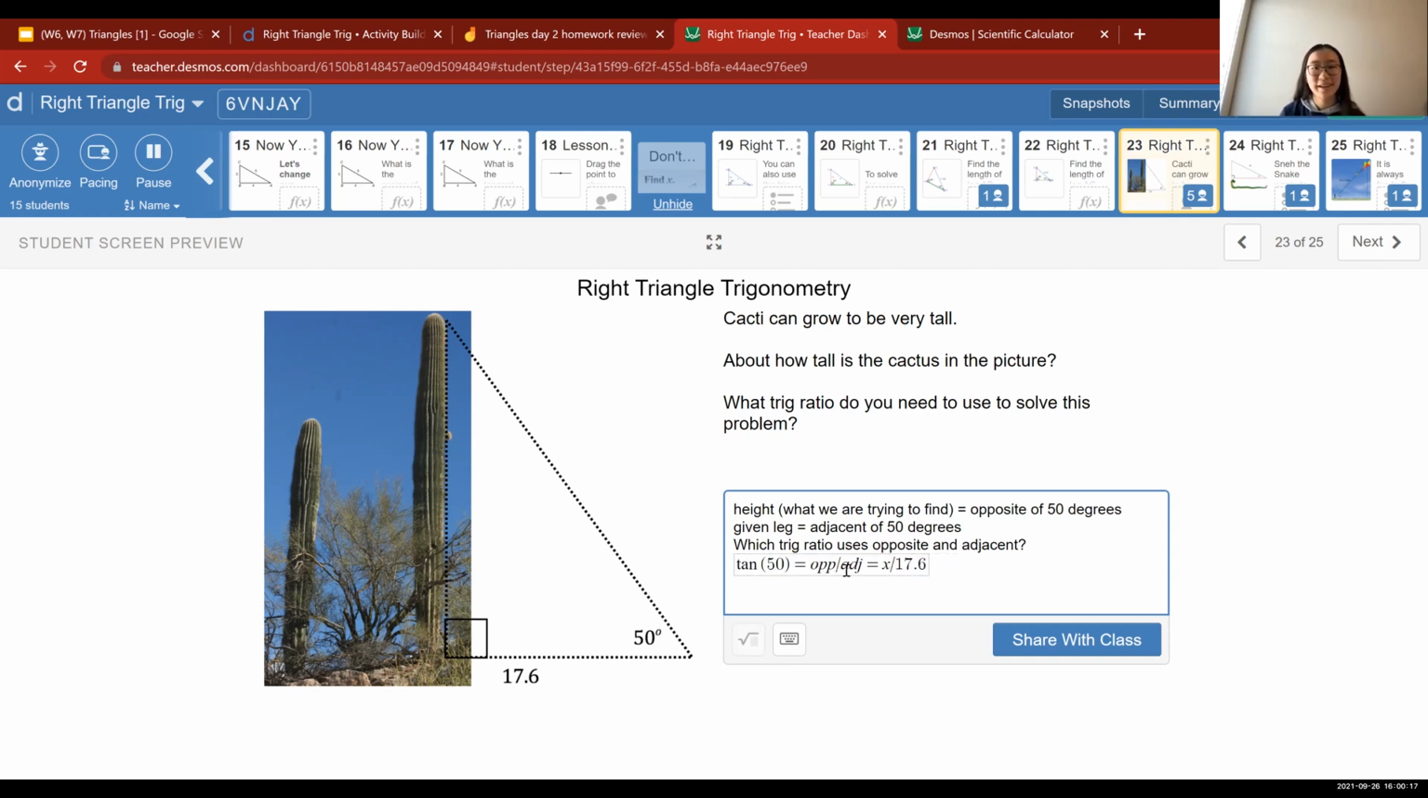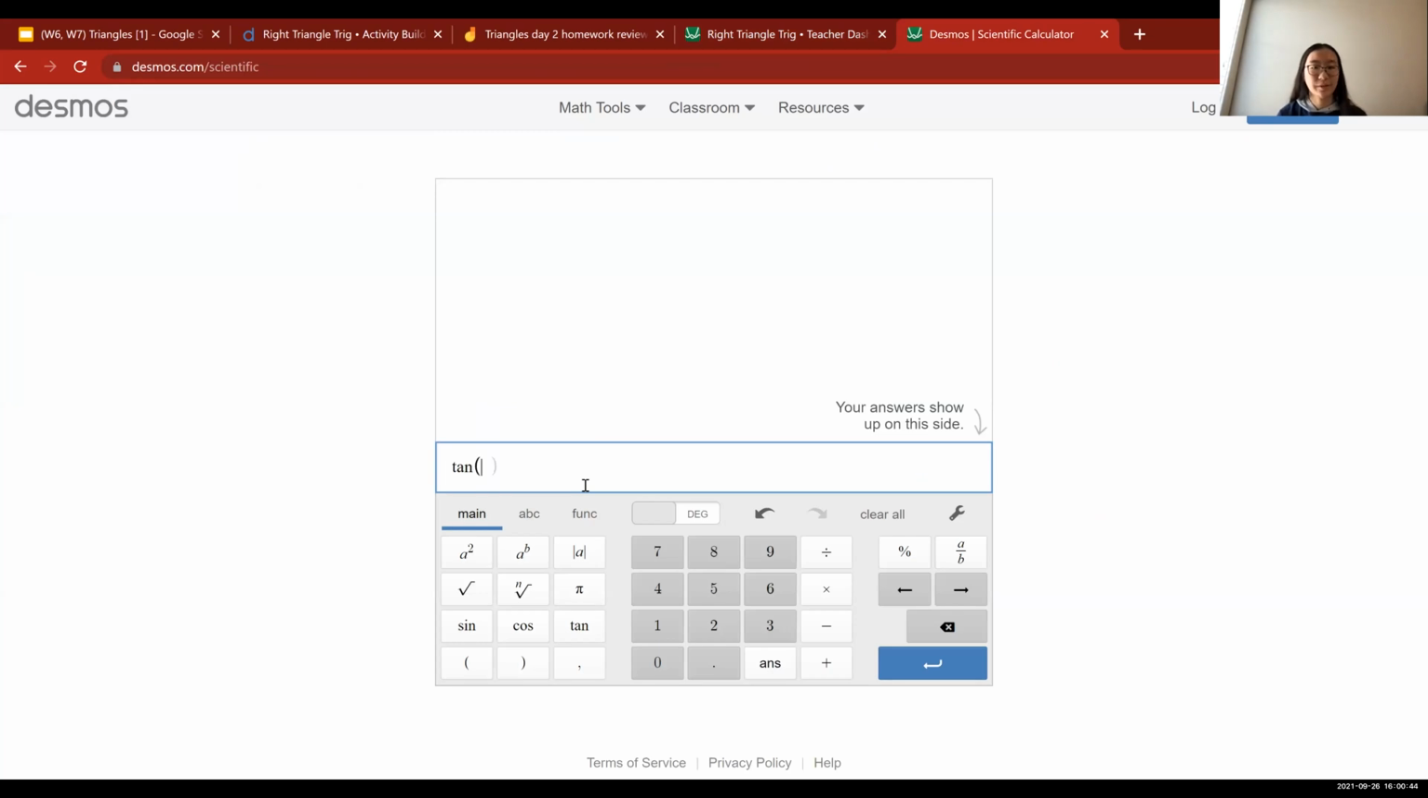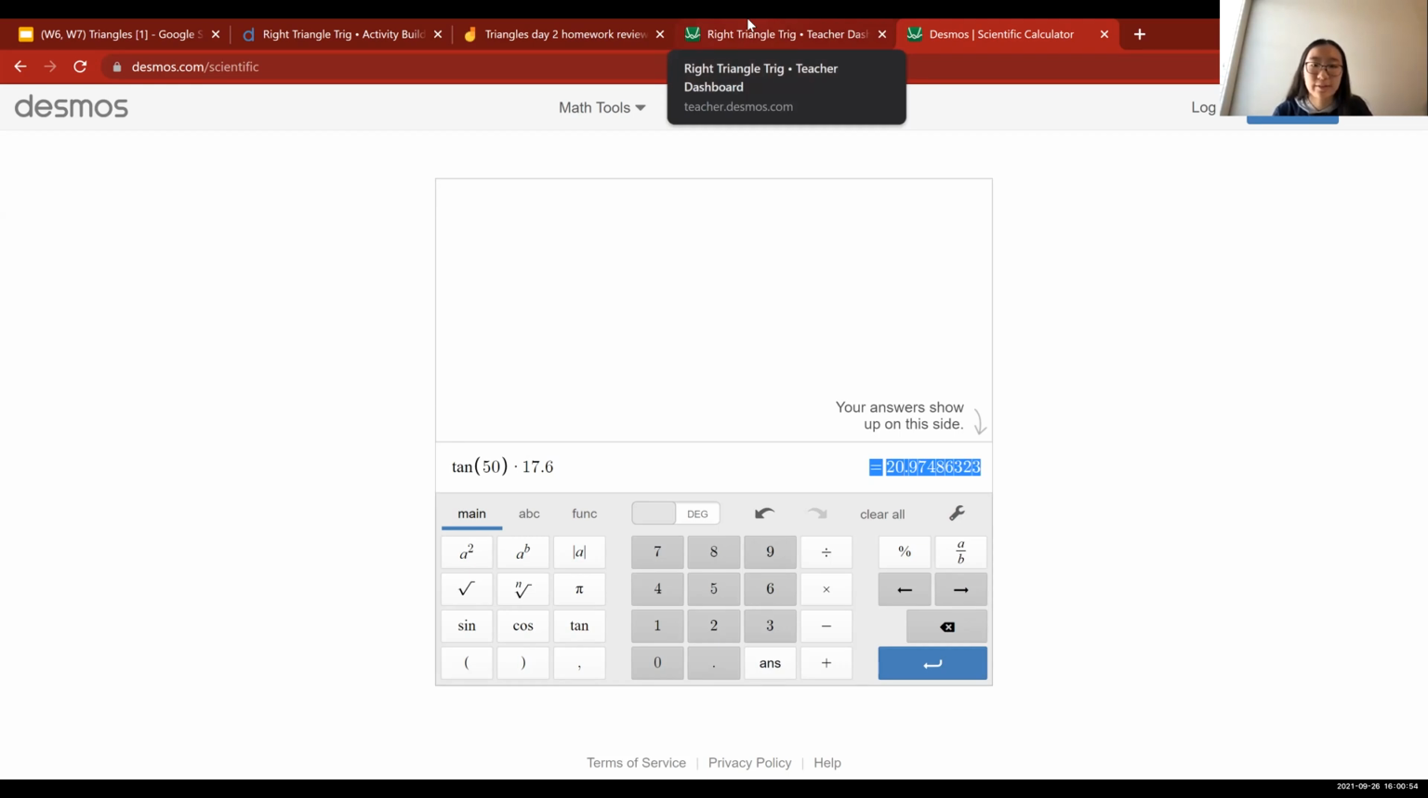Interesting. Okay, so you should try to isolate x on one side, because once you've isolated x, then you can put it into your calculator. To isolate x, we need to multiply both sides by 17.6. That gets us 17.6 times tangent 50 equals x. Now you should go to a calculator and type that in: tan 50 times 17.6. Your answer should be 20.97.